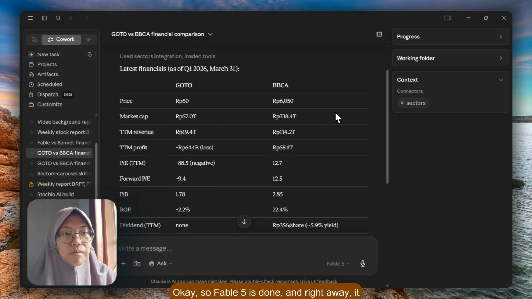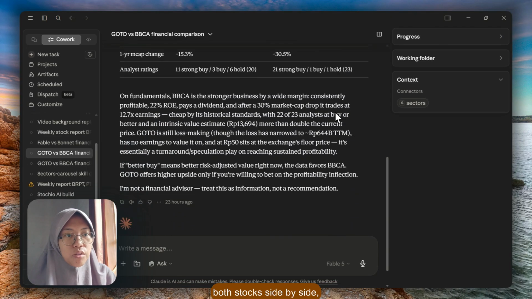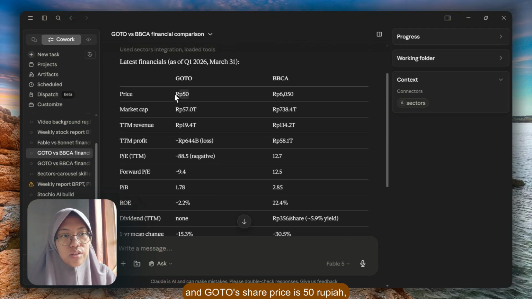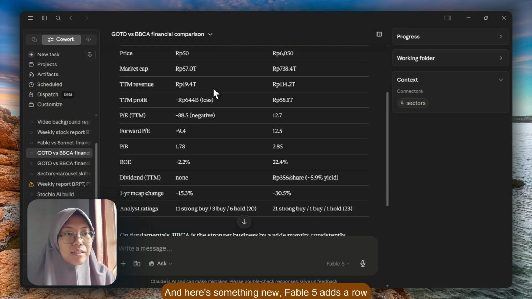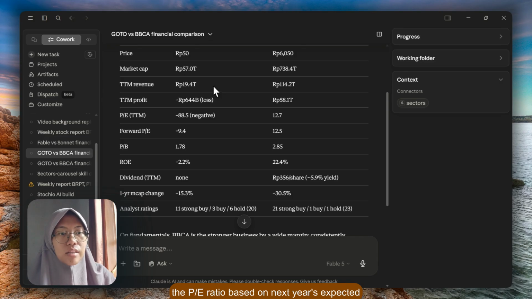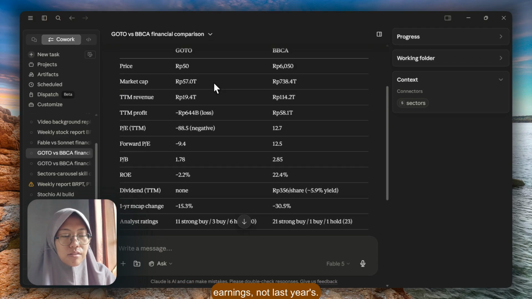Okay, so Fable 5 is done, and right away it gives us a clean table, both stocks side by side. GoTo's share price is 50 rupiah, BBCA is 6,050 rupiah, and the market cap is 57 trillion rupiah for GoTo. And here's something new. Fable 5 adds a row that Sonnet 5 did not show us, a forward PE. That means the PE ratio based on next year's expected earnings, not last year's. For GoTo, it's still negative, minus 9.4, and for BBCA, it's 12.5, almost the same as before. So BBCA's price looks steady either way you measure it.